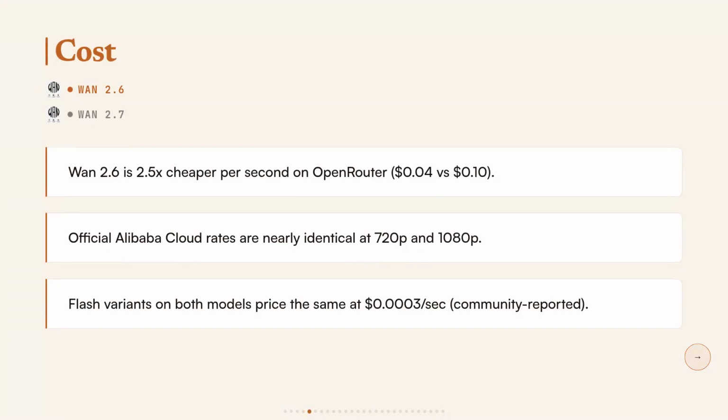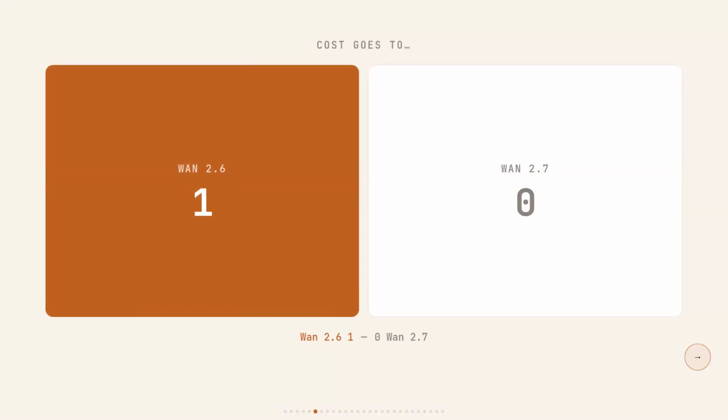Go direct through Alibaba Cloud and the pricing is almost identical between the two models, so your access point matters a lot. But most developers routing through OpenRouter for convenience are the ones who feel this the hardest, and that's a big chunk of the audience for these models. WAN 2.6 takes cost, and I expected the Alibaba Cloud parity to soften this more than it did. But for anyone on OpenRouter, that 2.5x gap is very real money. That puts WAN 2.6 up 1-0.